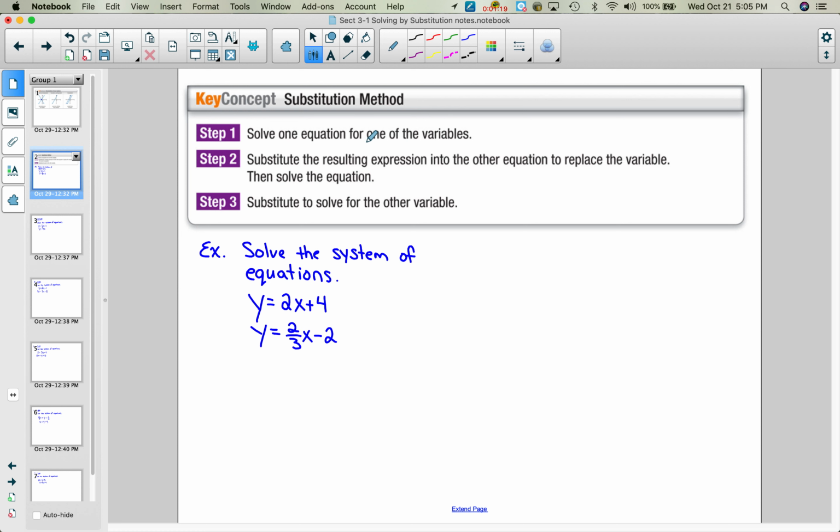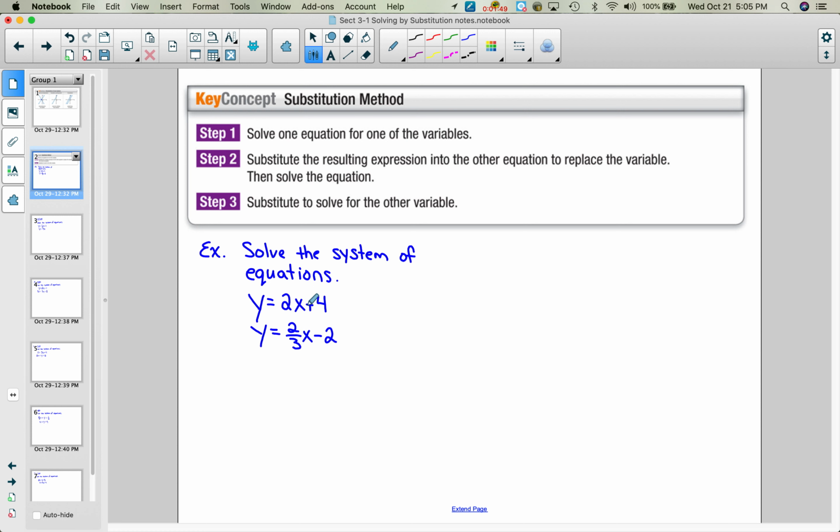What you do is you're going to solve one equation for one of the variables. It can either be solved for y or it can be solved for x. And then you're going to substitute the resulting expression into the other equation to replace the variable, and then you'll solve the equation, and then you'll substitute to solve for the other variable. Now, if you're not sure what those steps mean, I'm going to show you. In the first example, you don't have to do step one because the equations are already solved for one variable.